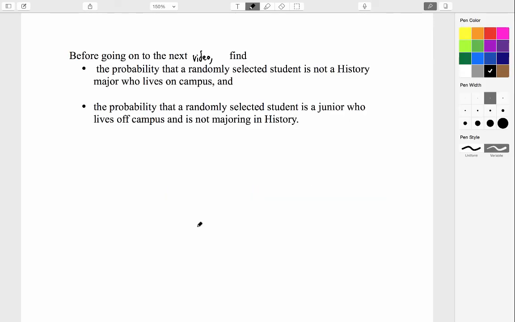Before going on to the next video, find the probability that a randomly selected student is not a history major who lives on campus. Think a little bit about that event. Not a history major who lives on campus. And find the probability that a randomly selected student is a junior who lives off campus and is not majoring in history. This one also requires you to think a bit about what the event actually is.